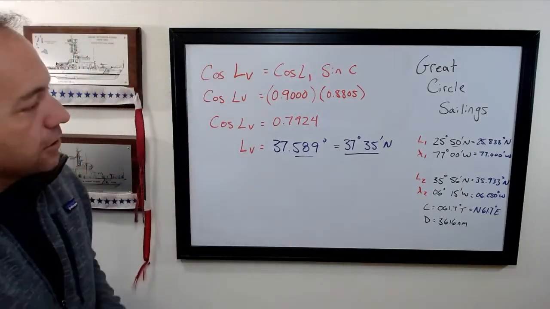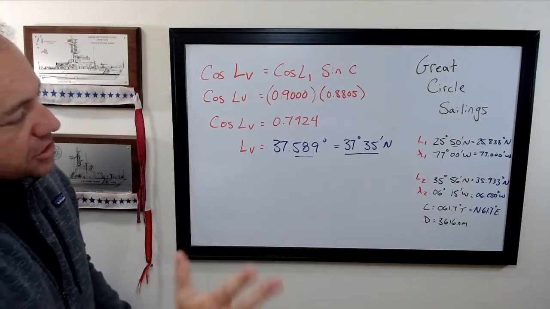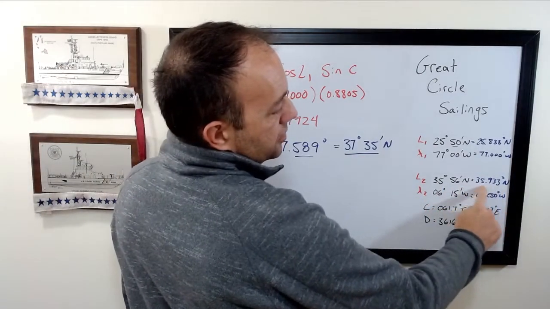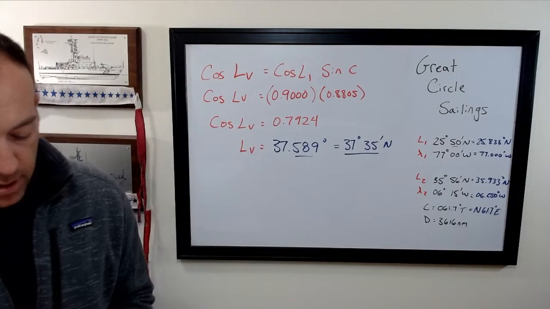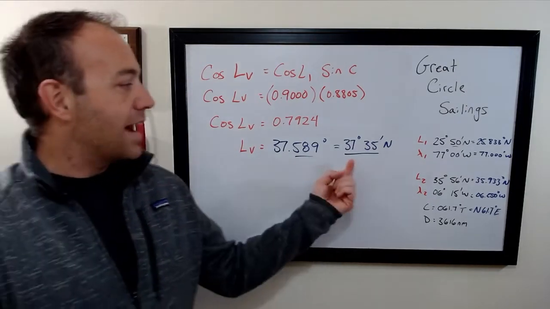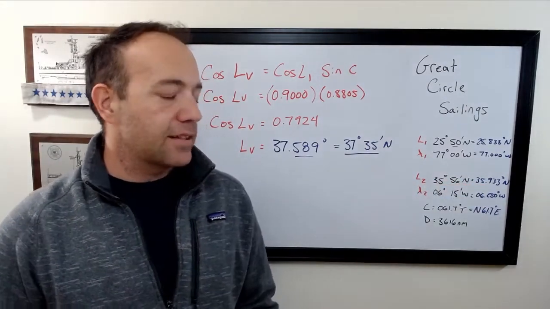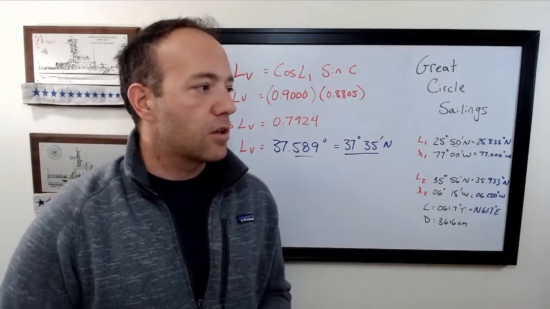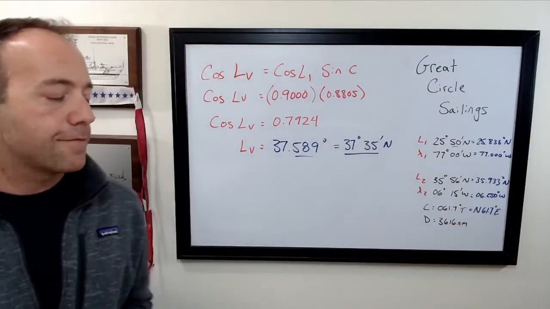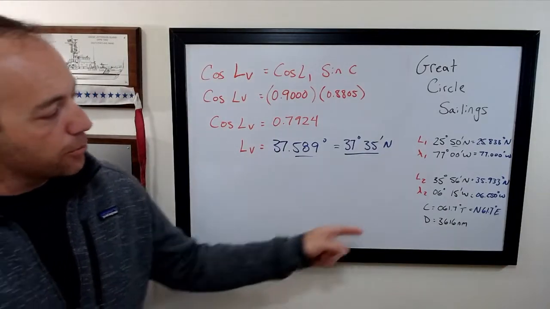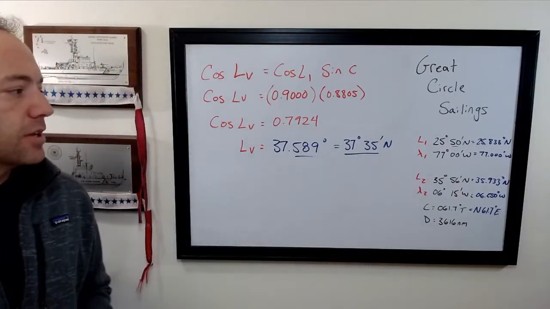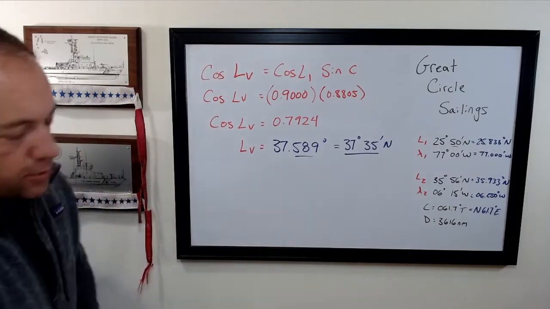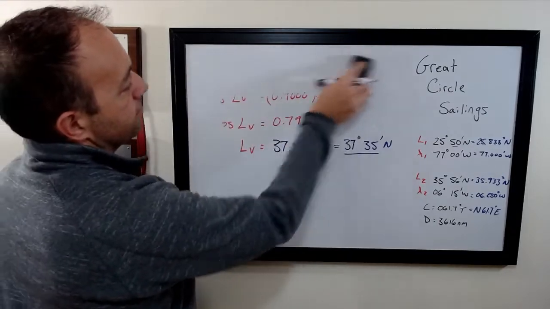You can also get the longitude of the vertex if you want. And actually, just thinking about it, our second latitude is pretty close to the latitude of the vertex. So it's a great circle path that's a little bit more than half of a big great circle. So we're probably going to end up pretty close to longitude number 2 for the longitude of the vertex. But there's a formula for that one as well. So let's write that down.